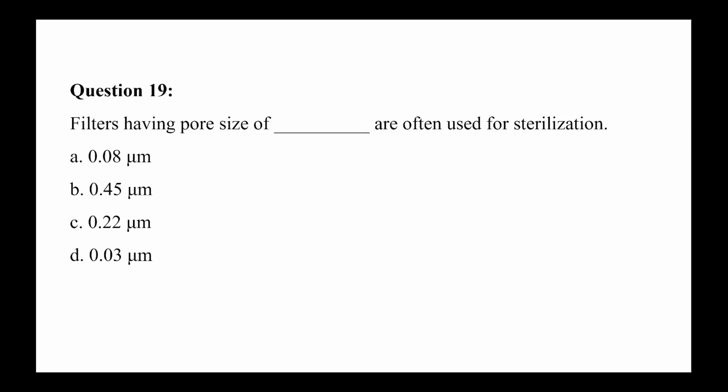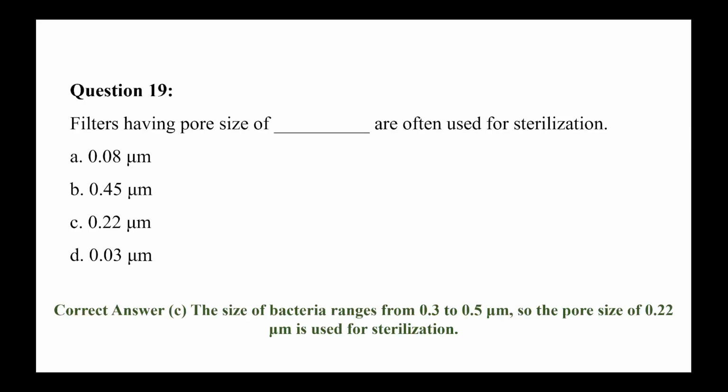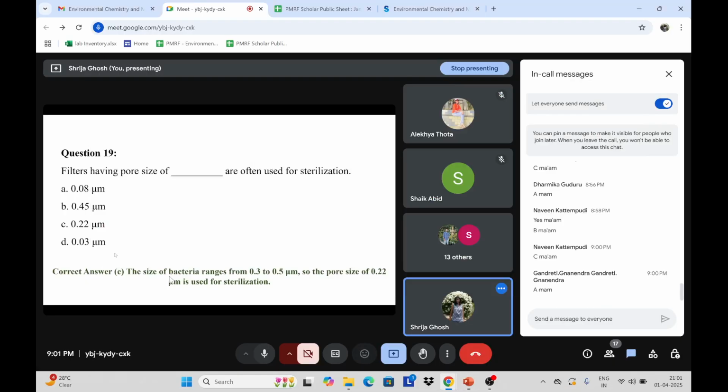So the correct answer is 0.22 micron. Bacterial size ranges from 0.3 to 0.5 microns. So a pore size of 0.22 micrometer is used for sterilization. If the pore size is 0.22, bacteria cannot pass through that and we can use it for the sterilizing process. Okay, that's clear.